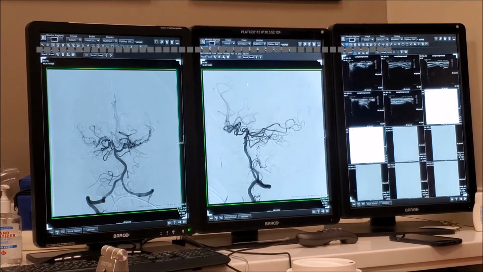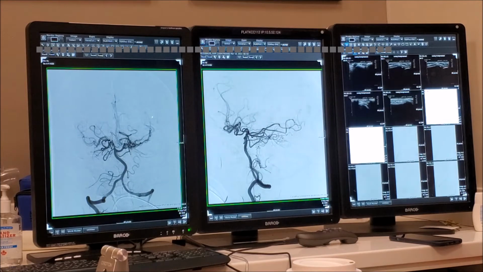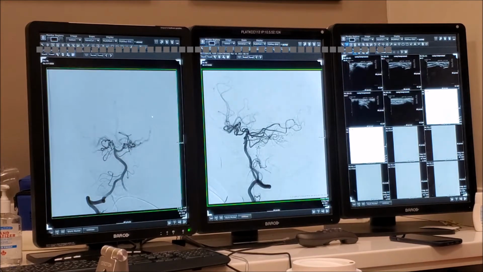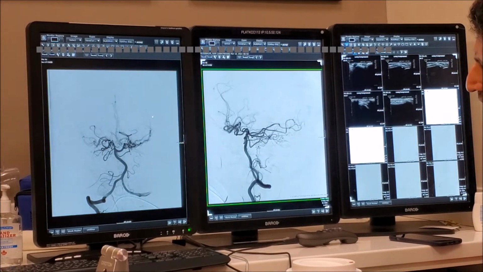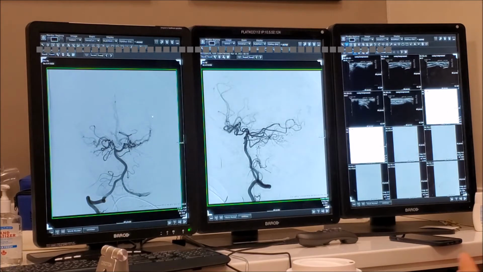So what can you tell me? I can see the main vessels of the system. Okay, so go from the beginning. You've got a picture in front of you. Come, sit over here now.